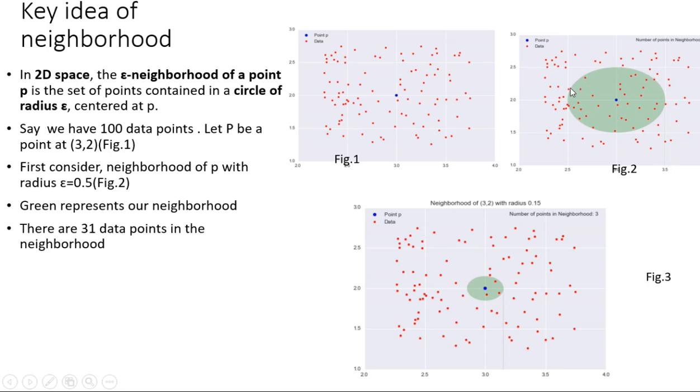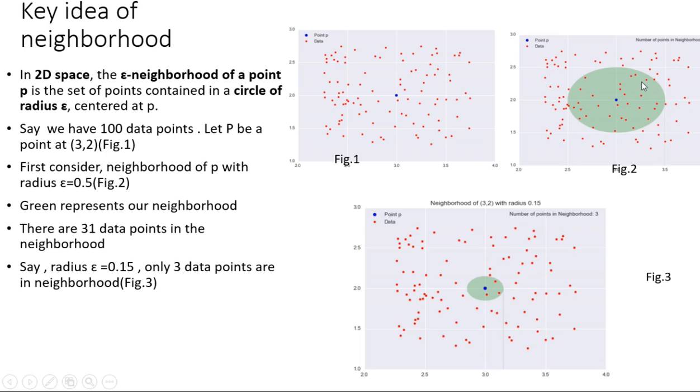So if you see this circle, if you count, there are around 31 data points in the neighborhood of P. So this is my point P. It has 31 data points. So for the point P, the red data points within this green circle are 31. So 31 red points are within this green circle, and the neighborhood of this blue point P is 31 data points.